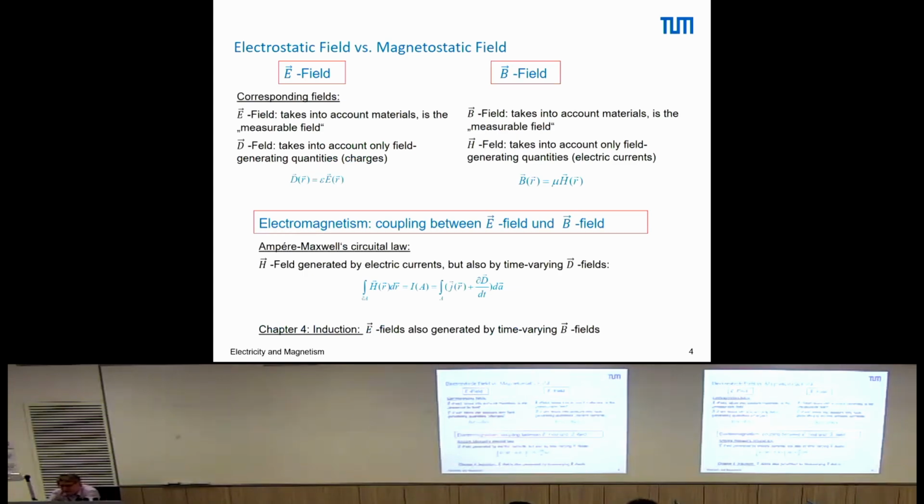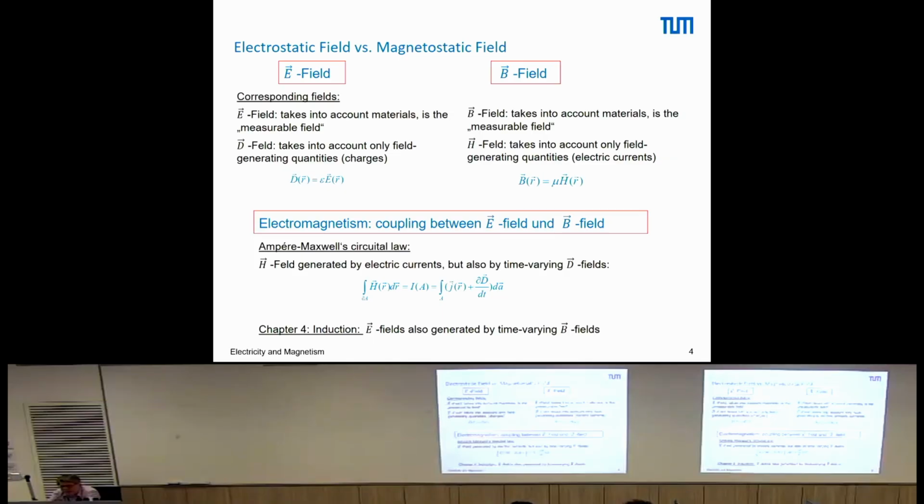If you look at the comparison of the E and B field, how do they correspond to each other? The E field takes the material properties into account. The E field is, so to say, directly related to your force field, and it is a measurable field. In that sense, it relates to the magnetic induction or the magnetic flux density, the B field, which also takes into account the material properties. And it is also the field that is responsible for the force, and that is, so to say, the measurable field. If you measure something, you will measure the B field.